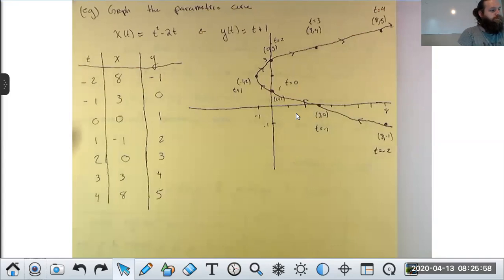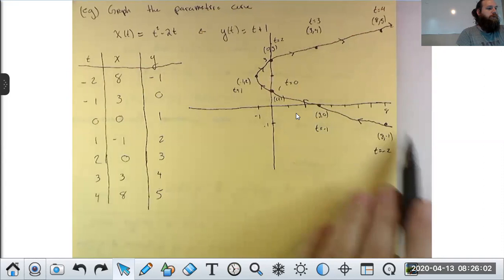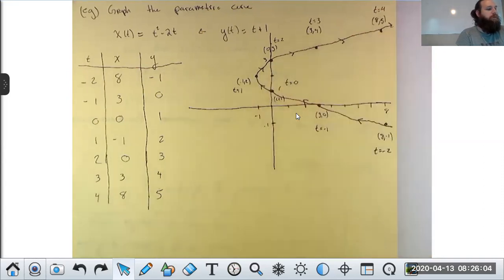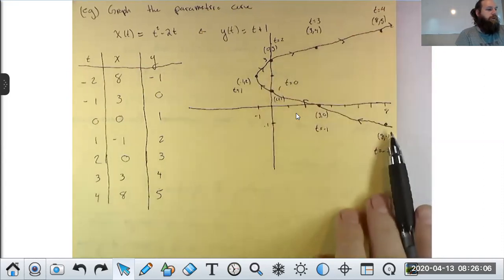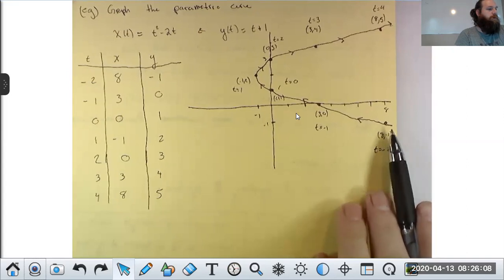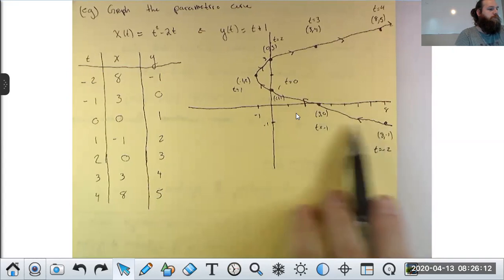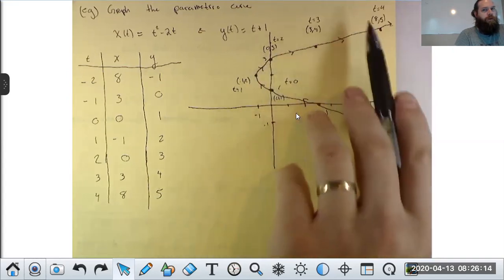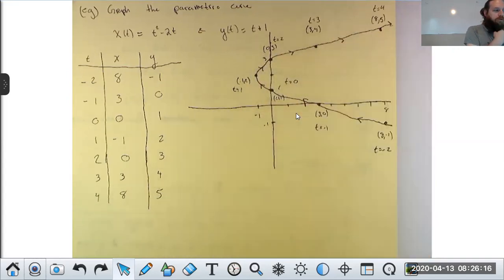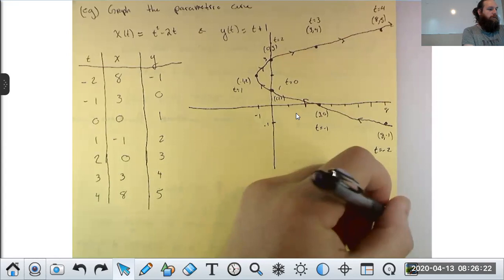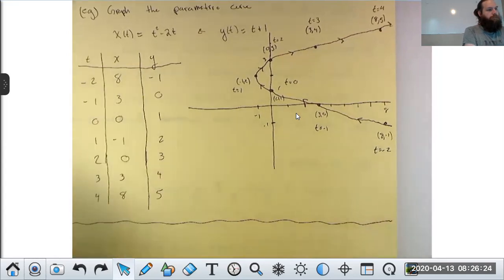So if you think of this t parameter as being time, then you can think of this curve as being traced by a particle in motion. It started down here when t is equal to -2, and then as time went along, as t increased, the particle moved along this trajectory. And that's one of the main applications of parametric curves in physics, is very, very useful for thinking about particles in motion.